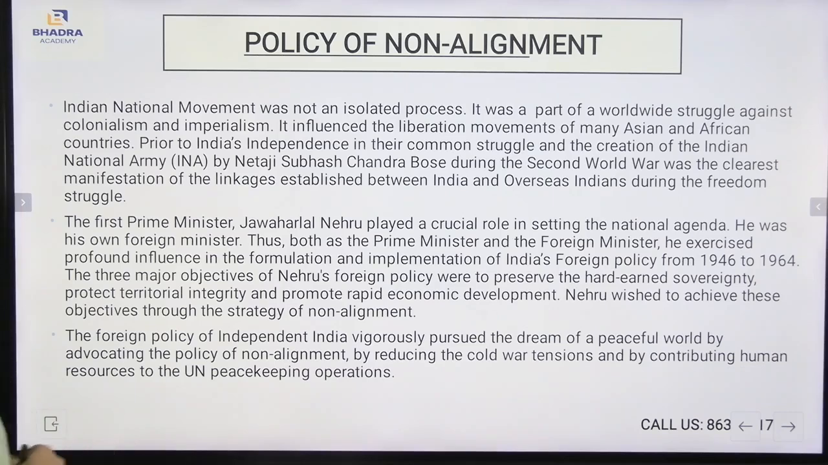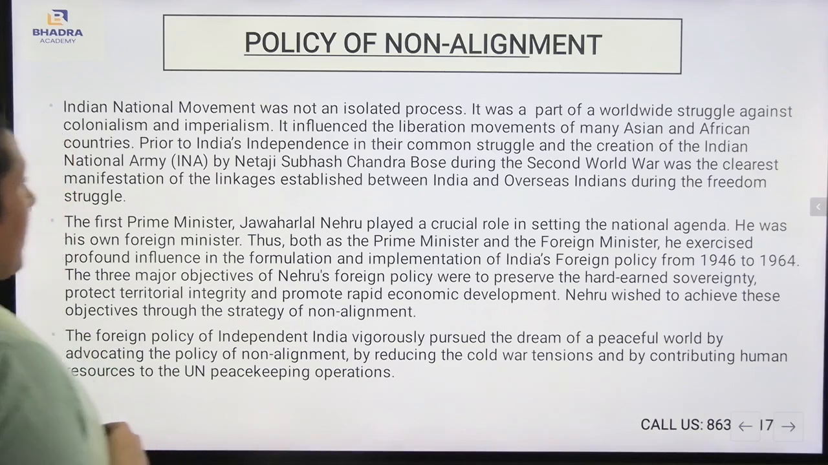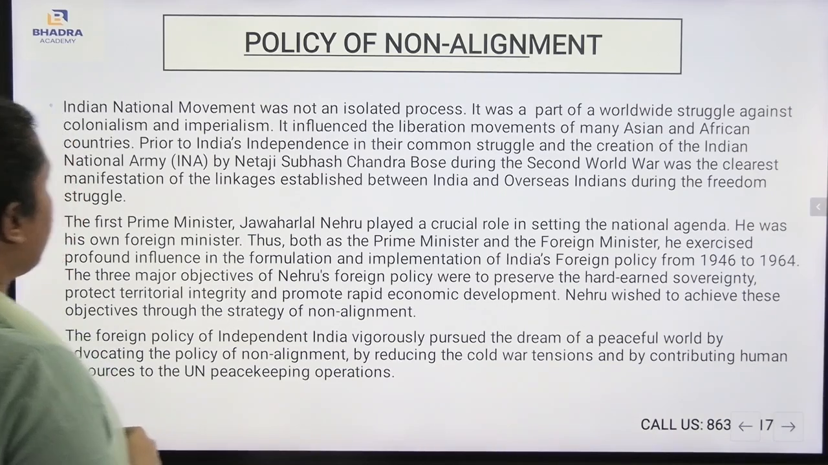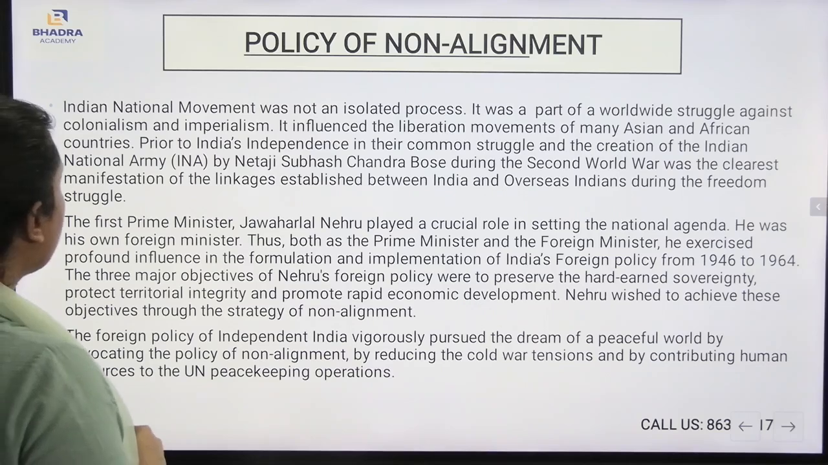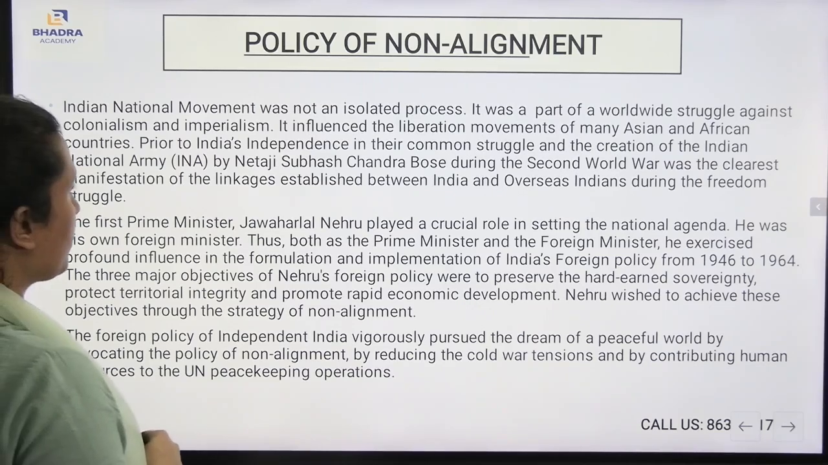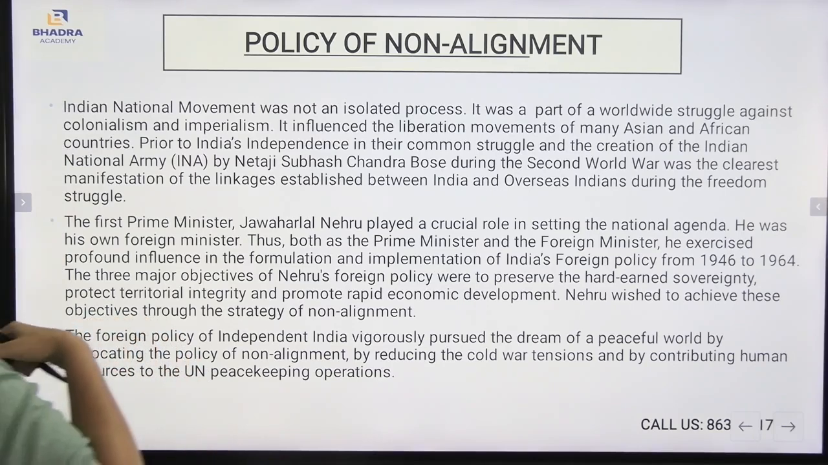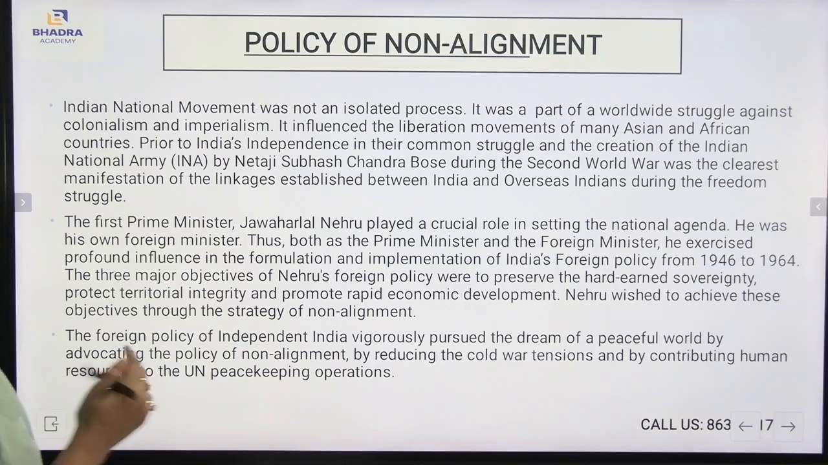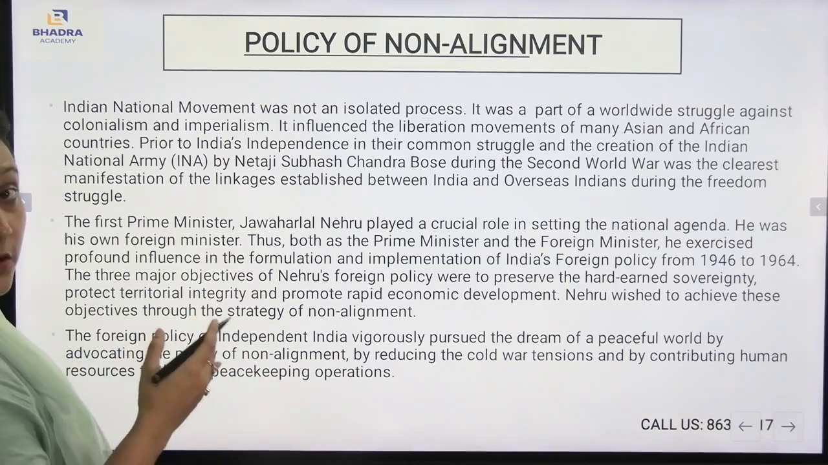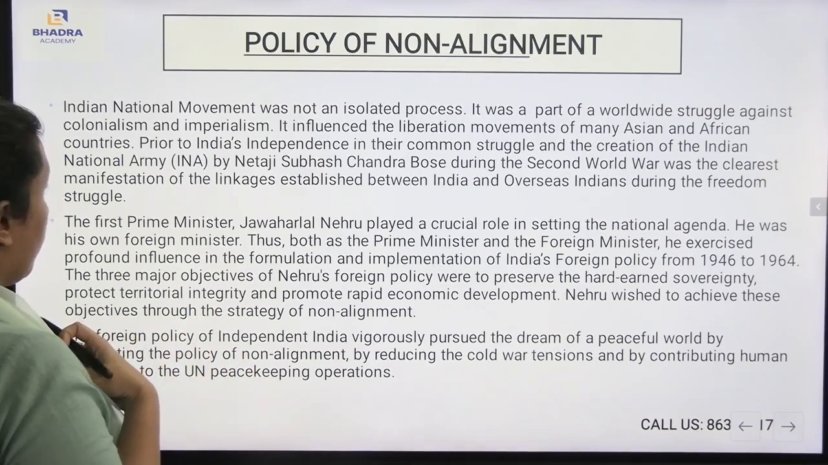So, here you see, the Indian national movement was not an isolated process. It was a part of the worldwide struggle against colonialism and imperialism. It influenced the liberation movements of many Asian and African countries prior to India's independence in their common struggle, and the creation of the Indian National Army by Netaji Subhash Chandra Bose during the Second World War was the clearest manifestation of the linkages established between India and overseas Indians during the freedom struggle.